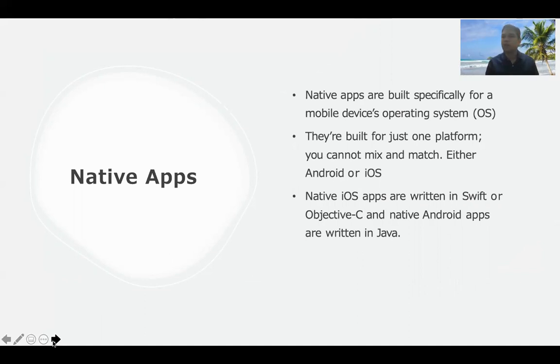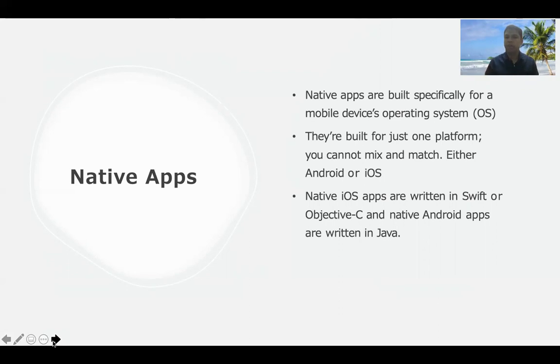A native application is specifically built for a mobile device operating system. For example, if you want to build an application for Android, it means that you need to use a specific platform and specific tools for Android applications. Say you want to build for iOS, it means that you use a specific tool and specific programming language to build for iOS applications.